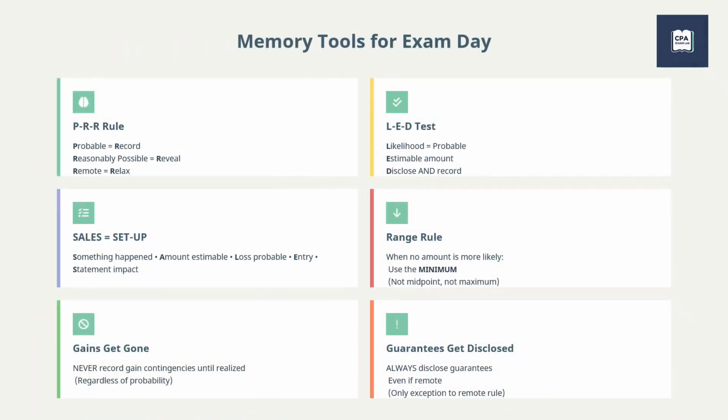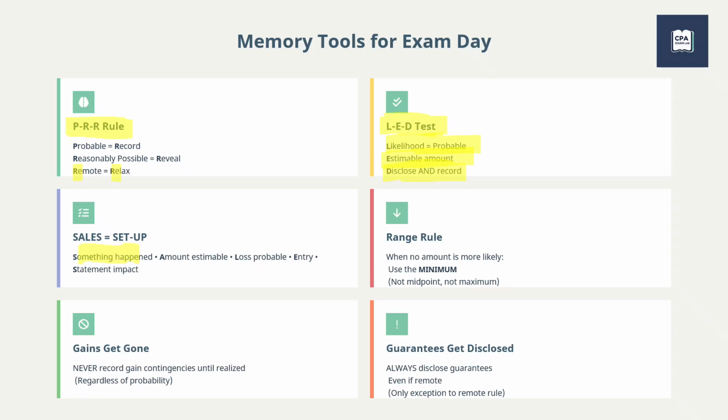Now, 6 memory tools that are going to help you on exam day. The first one is the PRR rule. If something is probable, we record it. If something is reasonably possible, we reveal it. If something is remote, we relax. The second one is the LED test. When do we disclose and record? If the likelihood is probable and we have an estimated amount, we disclose and record. If one of the conditions is not met, we do not record it. We still disclose though.